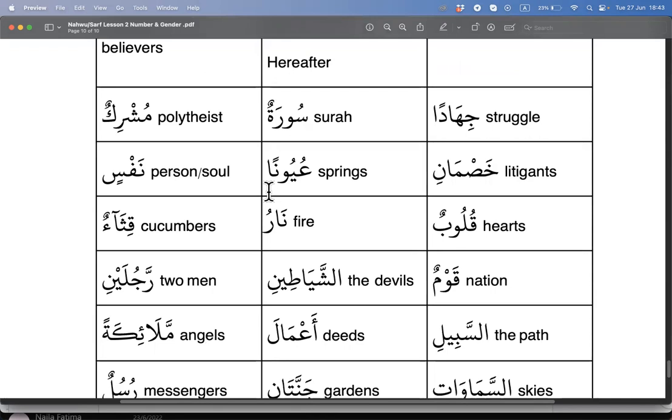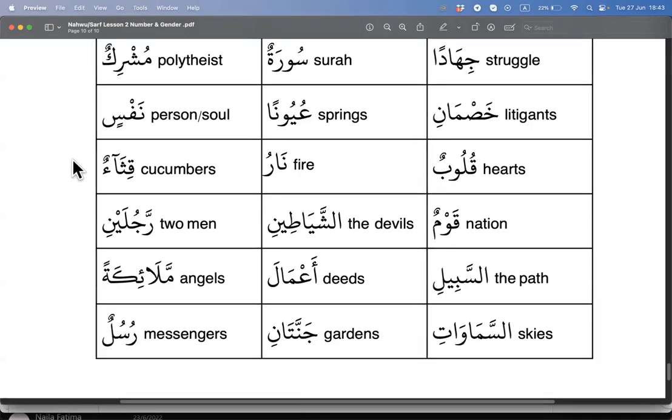Uyunan. It's nasab. Nasab, singular, feminine. Good. Because this is non-human. Next, nafs. Nafsin, it's jar. Good. Singular, feminine. Why feminine? Because Arab says so. Very good. I wanted to trick you, but I didn't.